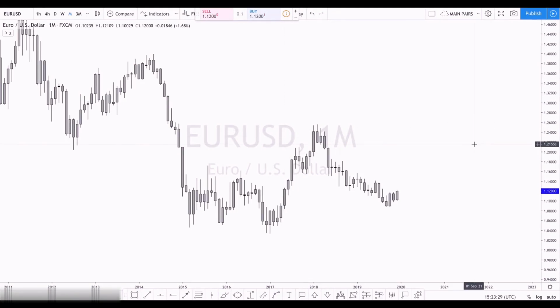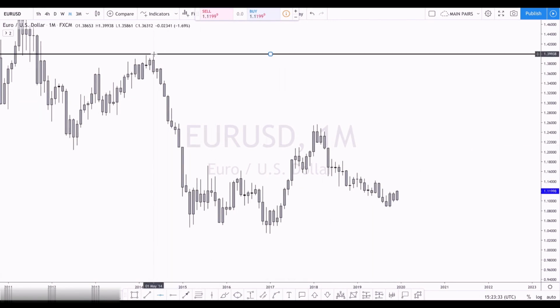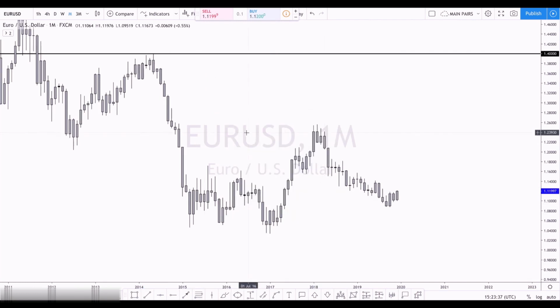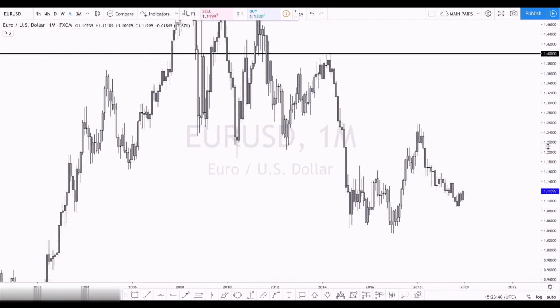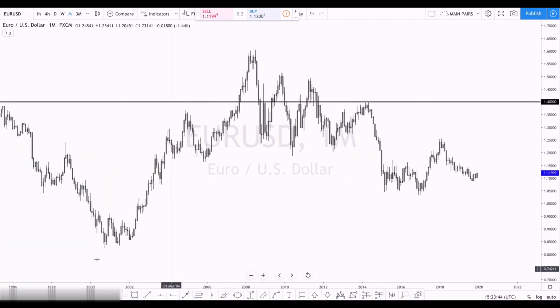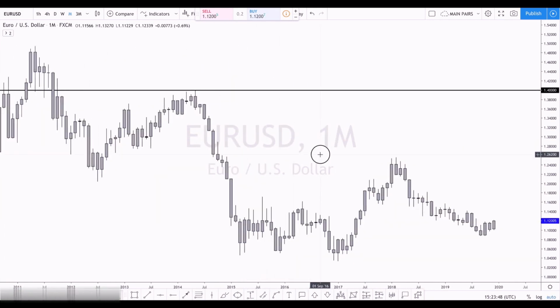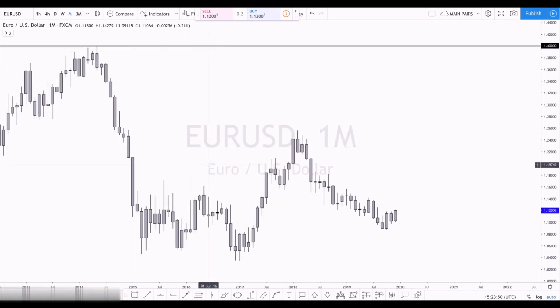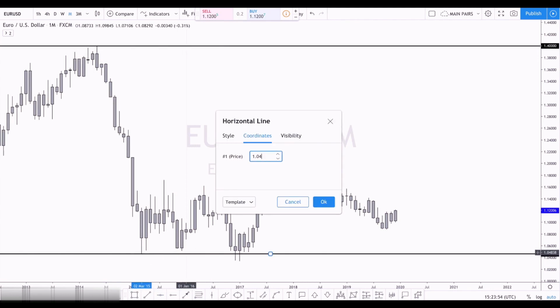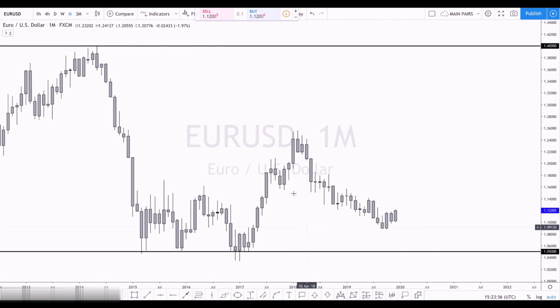In this episode, I'm going to cover how to actually plot down those key institutional psychological levels. So 1.4 would be the high. You don't want to go all the way back into, say, for example, 1.6, all the way down to 0.8. You're just sticking with the most recent high and low on this time frame. So that would just be 1.4, and the most recent low comes in at around 1.05, as you can see.